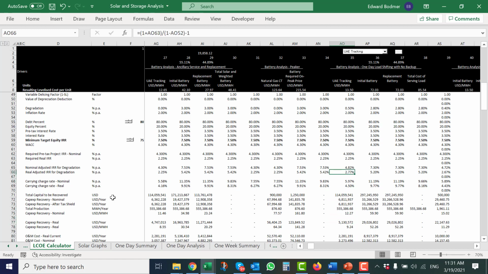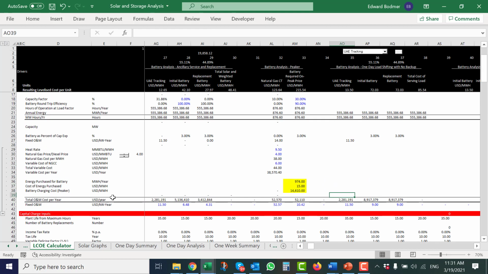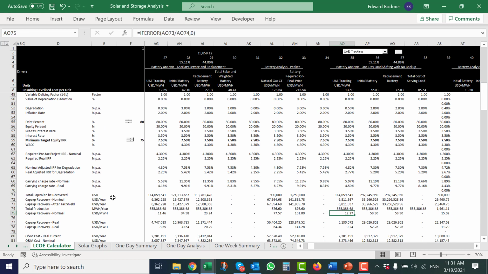if you look at this, I adjusted that, 47. I hope it's 47. I adjusted that for the income tax rate. So this really should be carrying charge real after tax. This is like the final one.